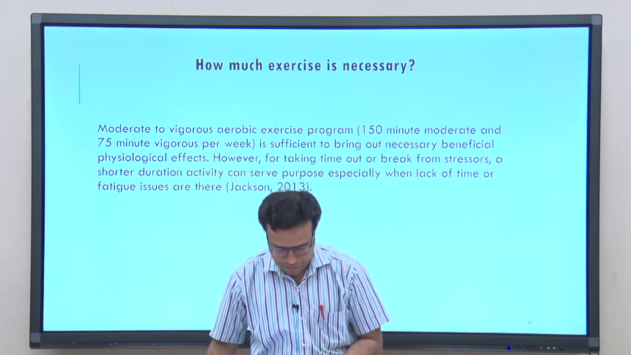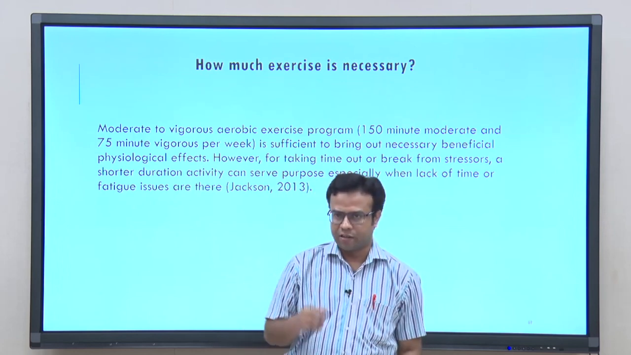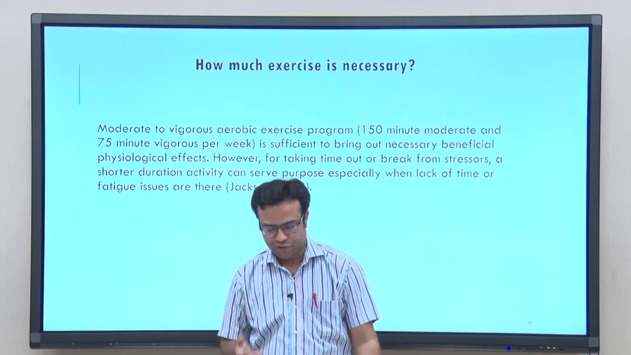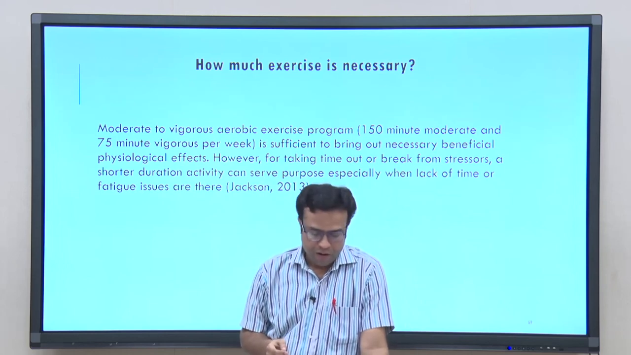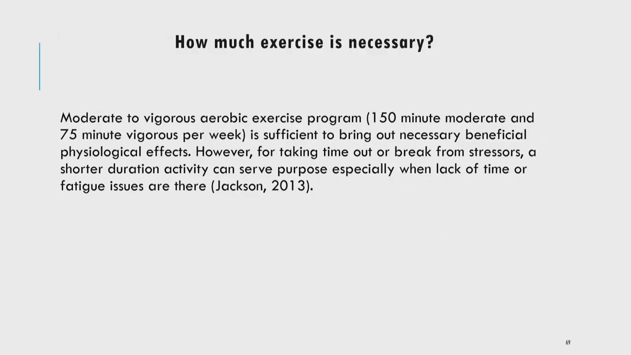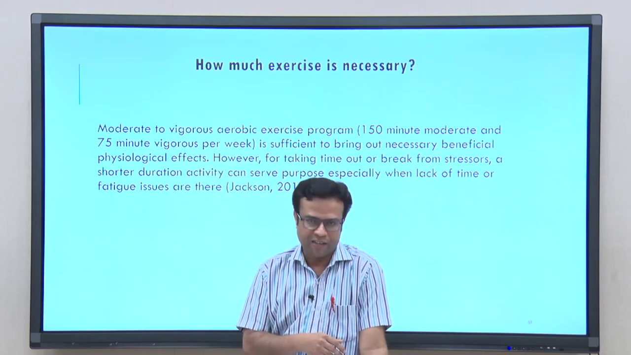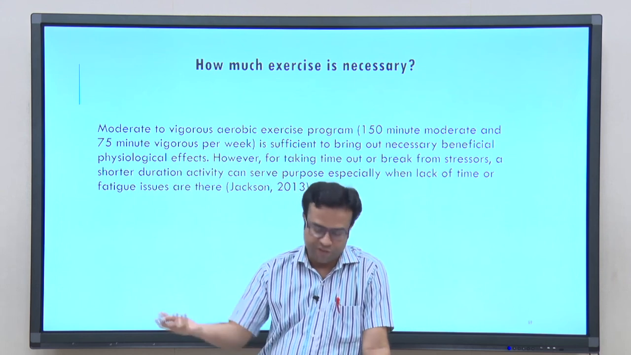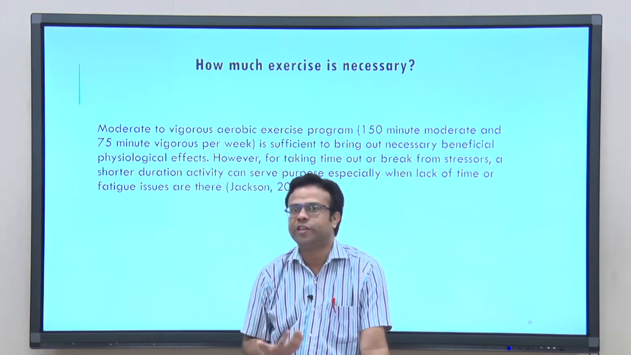So how much exercise is necessary? Some researchers also tried to address this question. Generally, a moderate to vigorous aerobic exercise program, which is about 150 minutes moderate and 75 minutes of vigorous per week, is sufficient to bring about the necessary positive changes, which basically means somewhere around half an hour of exercise per day is good enough to bring positive physiological effects in the body.